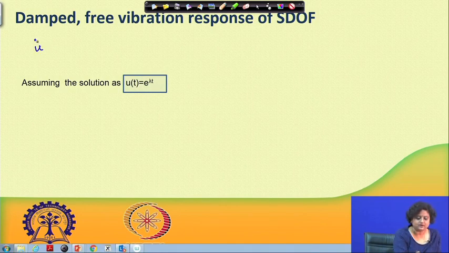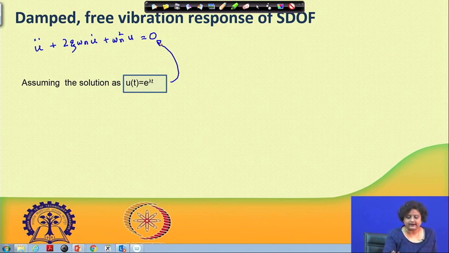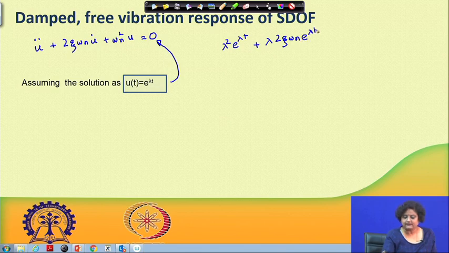So, we have the equation u double dot plus 2 zeta omega n into u dot plus omega n square into u equals 0. We then put this assumed solution into this equation. If we do this, we get lambda square into e to the power lambda t plus lambda into 2 zeta omega n into e to the power lambda t plus omega n square into e to the power lambda t equal to 0.